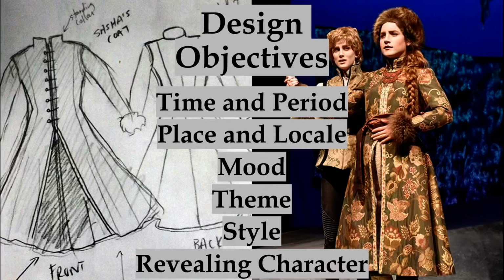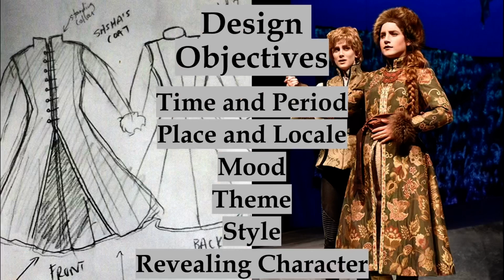So time and period obviously refers to when a play takes place, but it does not have to match what is written in the script. Productions of historical plays that are out of reach of copyright law have no obligation to be set in any specific time period. Place and locale refers to the where a play takes place, and also does not have to match the script. Mood refers to the feelings the designer intends to evoke in the audience.